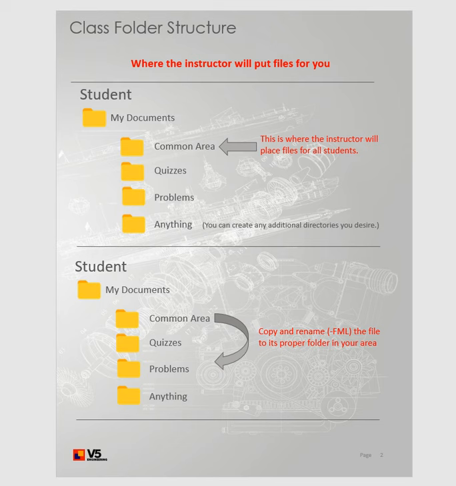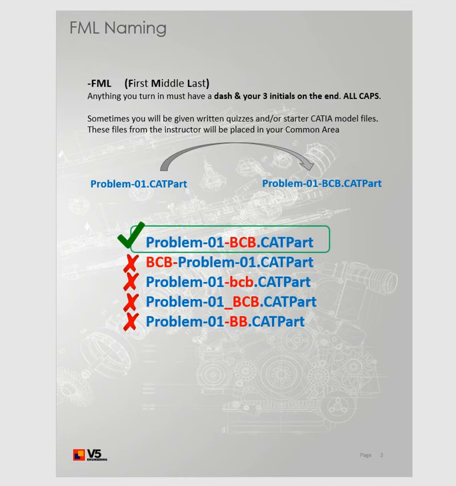Now for class, the instructors will place things in your common area. You'll need to move those to their appropriate folder, whether it's a problem or a quiz, and once it's in that folder, you're going to need to rename it. Rename it using the FML naming. It's actually quite simple. You take whatever the name of the file was and add your initials to it.